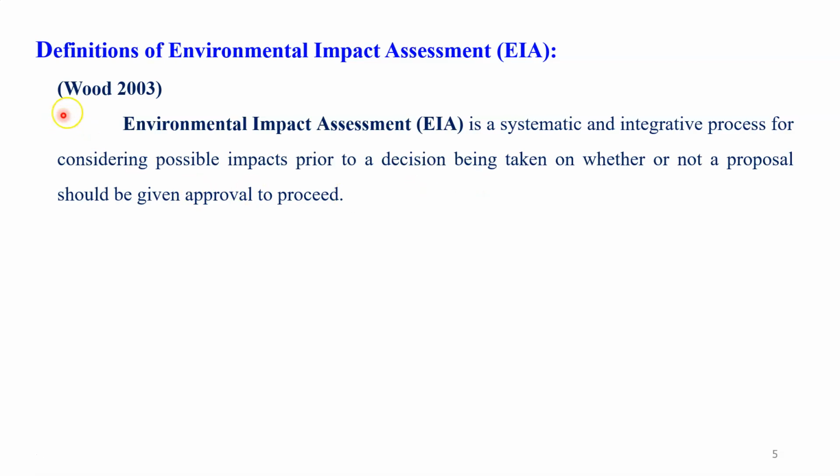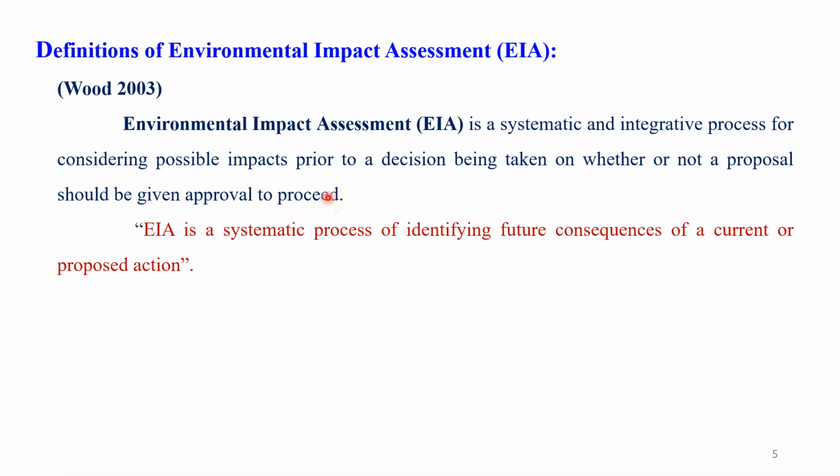So in this definition, we have mentioned very important keywords, the whole process, what he expected, and the nature of environmental impact assessment that he mentioned. Then one simple definition: environmental impact assessment is a systematic process of identifying future consequences of a current or proposed action. Again, this definition is very small, but the meaning of the definition is very important.